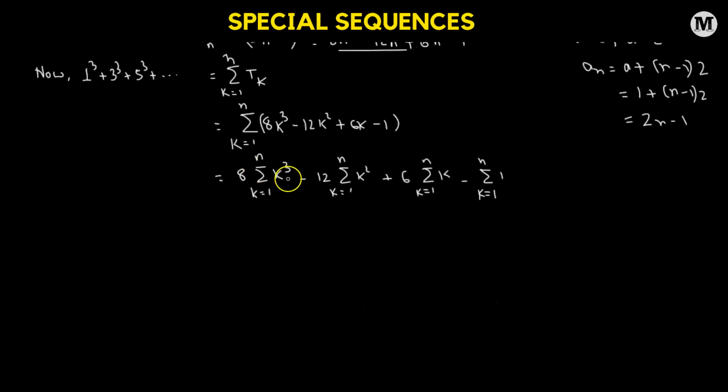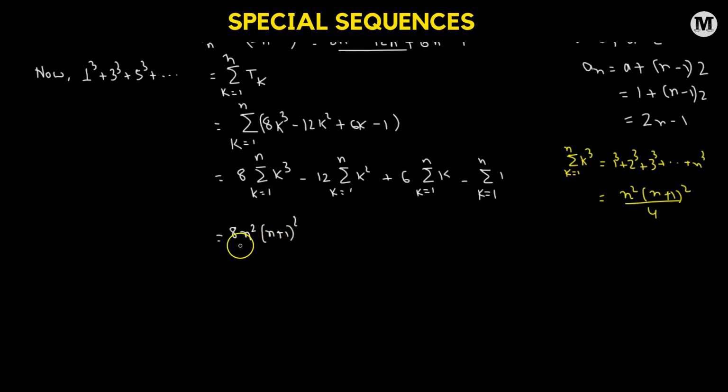Now, summation of k cube, where k goes from 1 to n, is the sum of the cubes of the first n natural numbers. That means 1 cube plus 2 cube plus 3 cube all the way up to n cube. And we have a standard formula for this. This is given by n squared times n plus 1 whole squared divided by 4. We can use this value. We have 8 times n squared times n plus 1 whole squared divided by 4, minus 12.